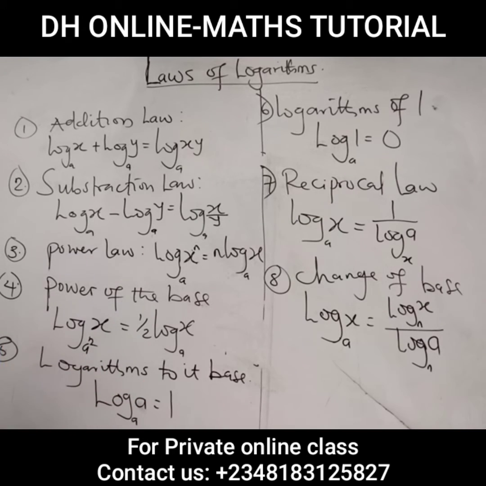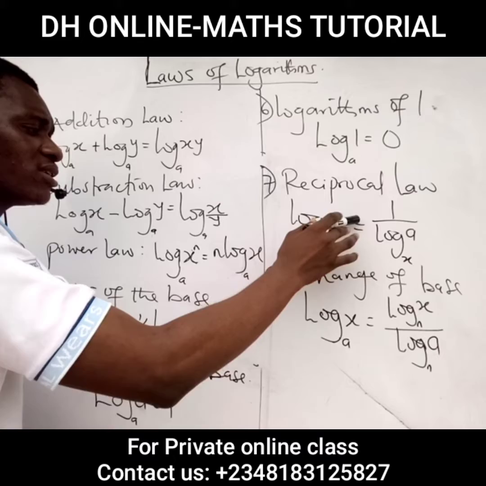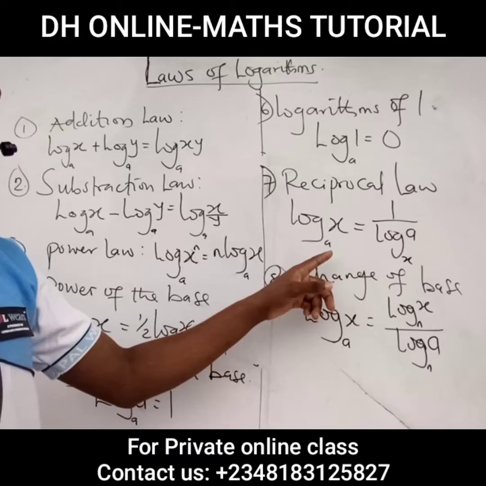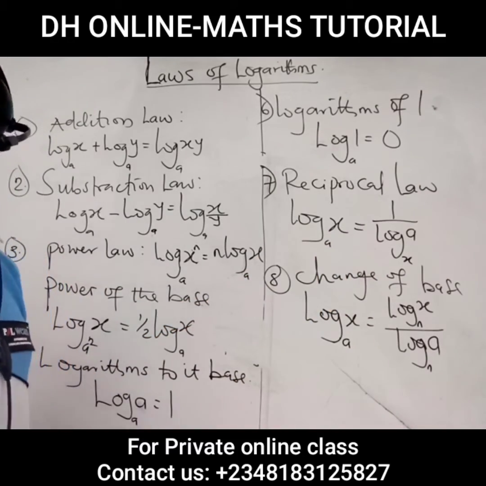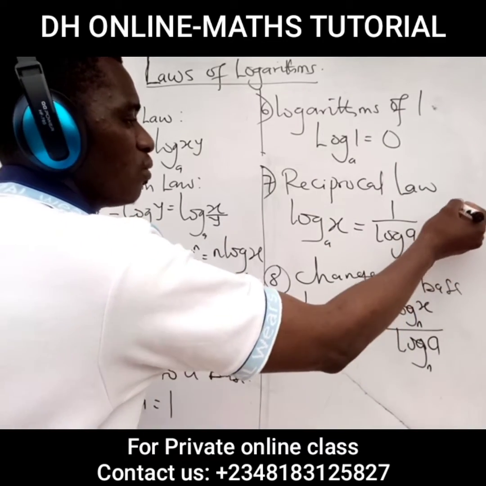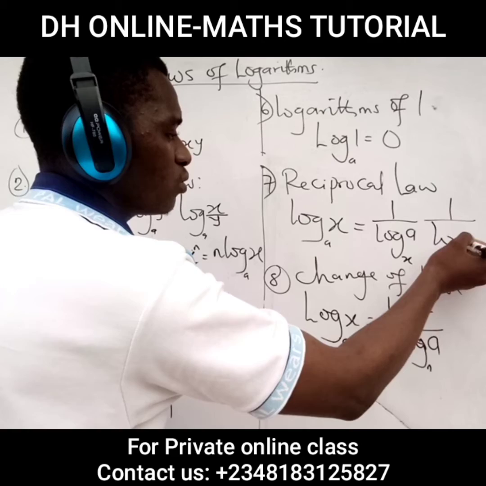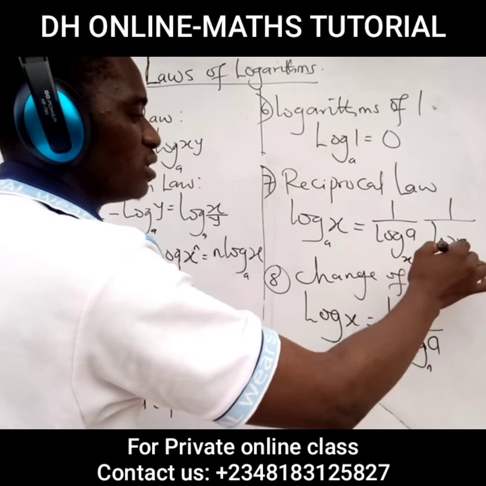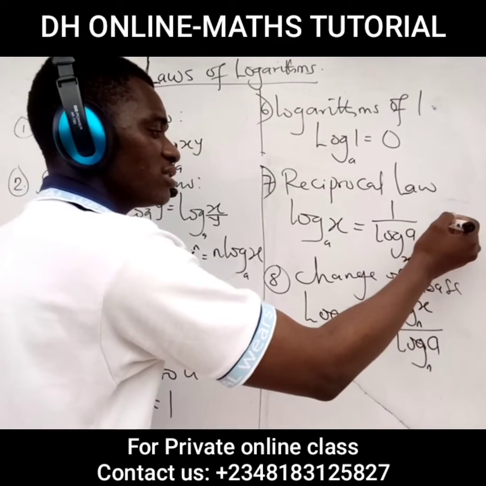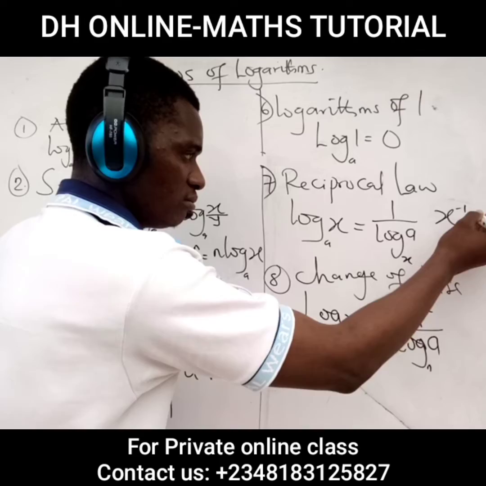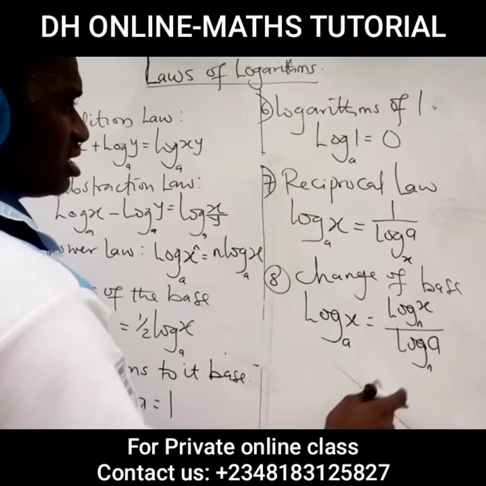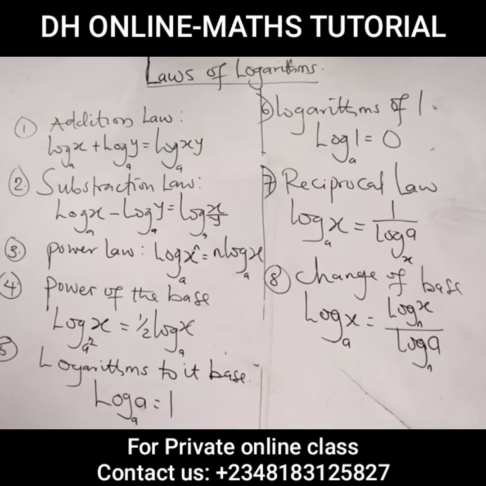Now the reciprocal law simply means that when you have log x base a, you reciprocate, meaning the log will become the base and the base will become the log. So when this is changing, what happens? It becomes 1 over what? Instead of log x base a, it will be log a base x. Just like in indices we have something like this, once this is flipped, it becomes 1 over x. That tells you that indices and logarithm are good friends.